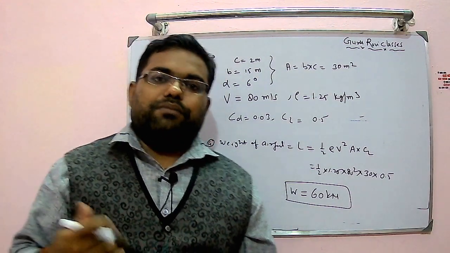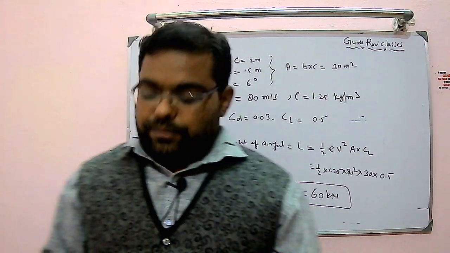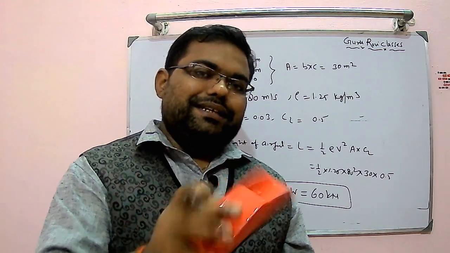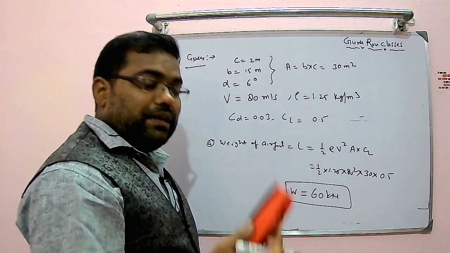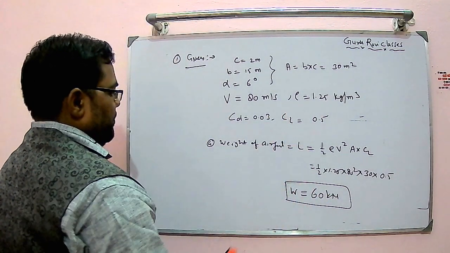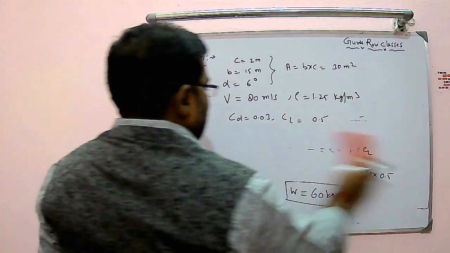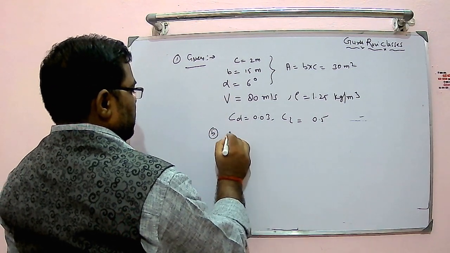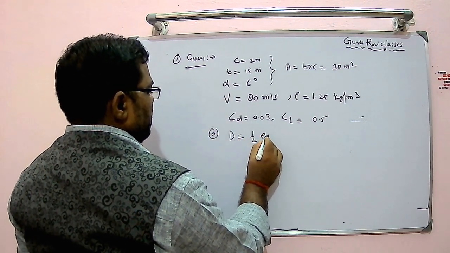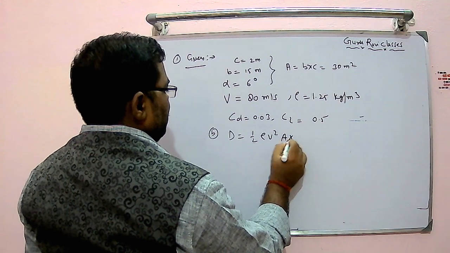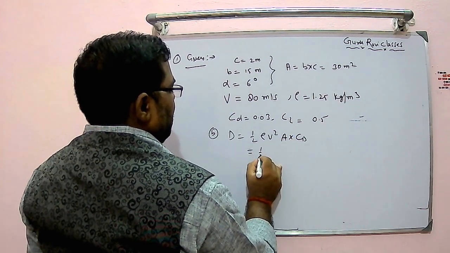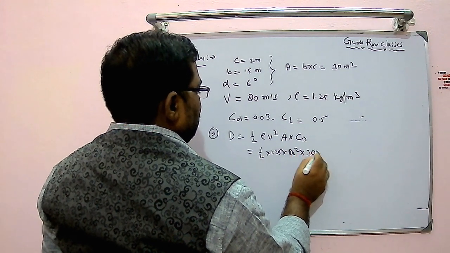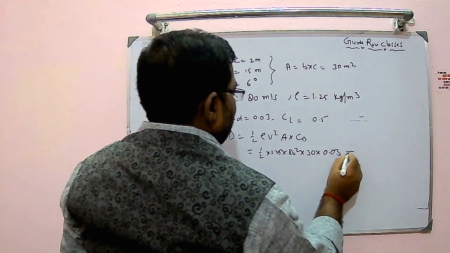Second is asking for the power required. Why do we require power? We require power to counter the air resistance, right? That's why we first need to know the drag. Then we can go for the power required. Next one, part B. Drag is equal to half rho V square area into CD. Similarly, half, 1.25, 80 square, area 30, into CD 0.03. Find it out.